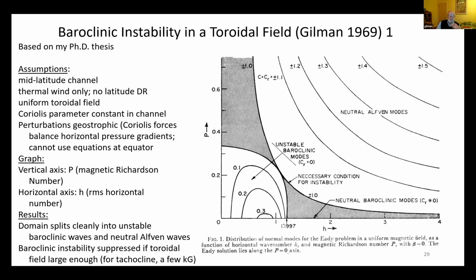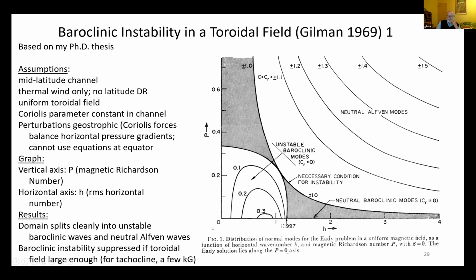So the assumptions in this simple model, now we're talking about a mid-latitude channel: thermal wind only, no latitudinal differential rotation, a uniform toroidal field, and Coriolis parameter constant in the channel, in this first plot at least. The perturbations are geostrophic. So here, the perturbations themselves balance horizontal pressure gradients with Coriolis forces. Now the vertical axis here is this magnetic Richardson number, P. So the higher P is, the stronger the toroidal field.